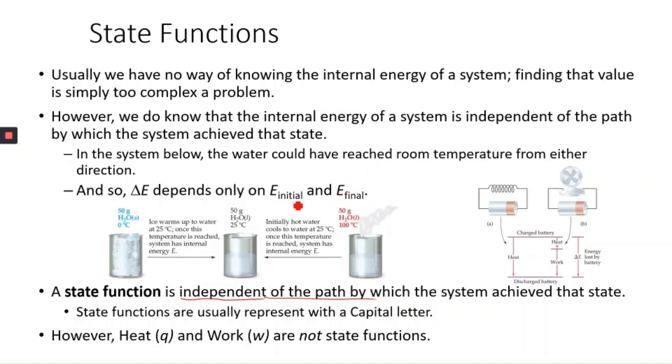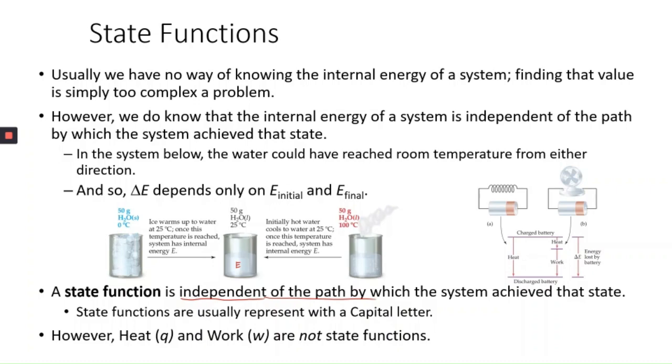As long as I know the initial energy and the final energy, I can calculate delta E. So here's an example here. In order to get to 50 grams of water at 25 degrees C, it could have been ice that warmed up, or it could have been hot water that cooled down. In the end, it doesn't matter. The energy that is in here will be the same, no matter which path it took to get here. So that is independent, and that's called a state function.